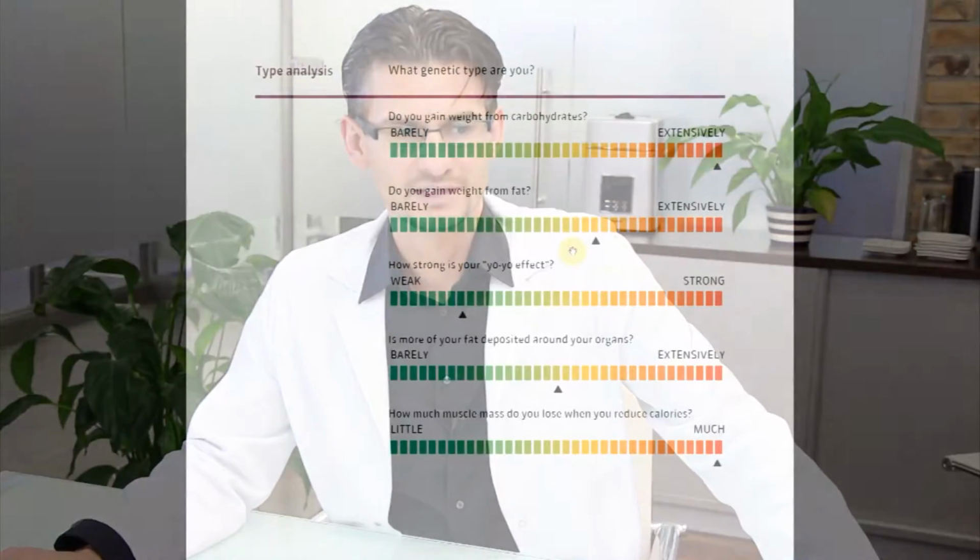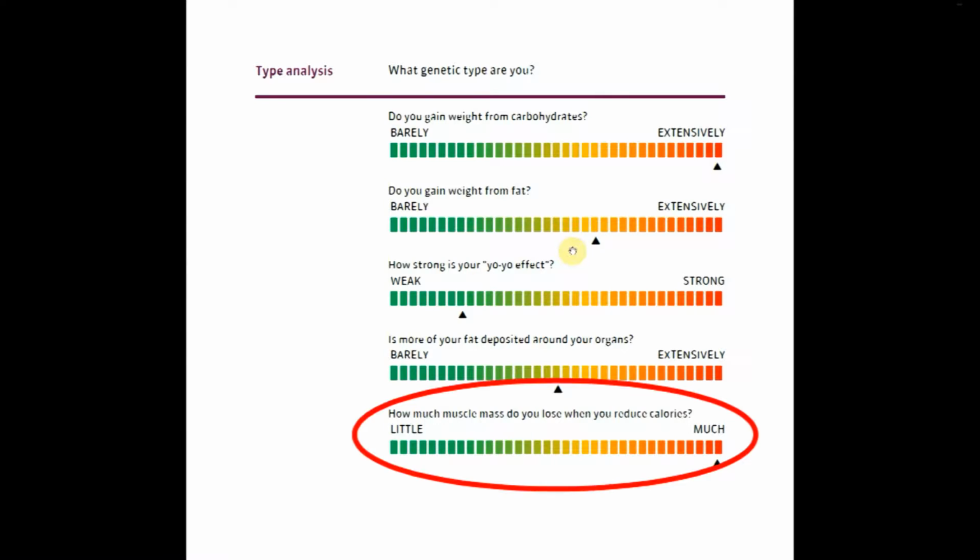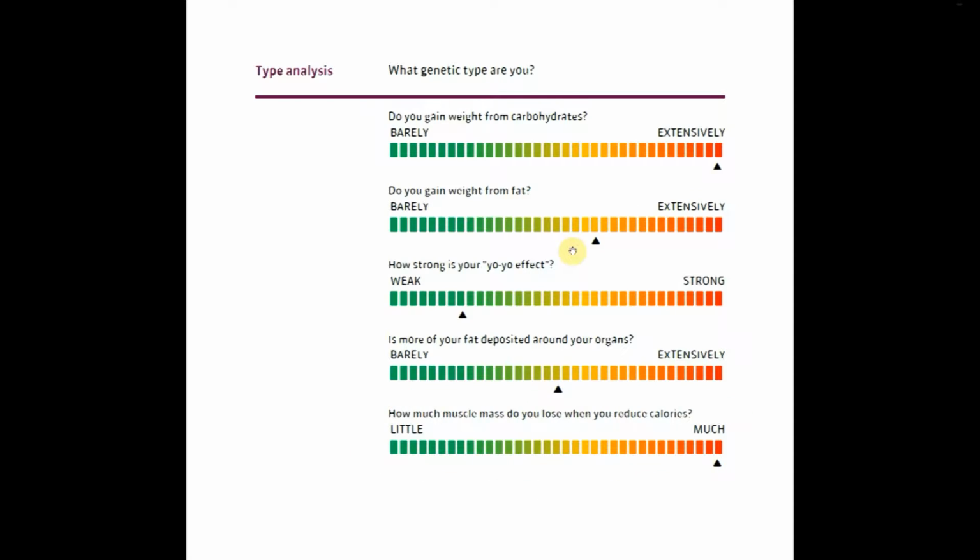All right, and then the question, how much muscle mass do you lose when you reduce calories? Now, to explain this, I need to tell you actually a sad story. In the US, there was a prison where prisoners decided to go on hunger strike. And it was a number of prisoners, so some of them were obese, overweight, others were normal weight. And they continued this hunger strike until many of them died.